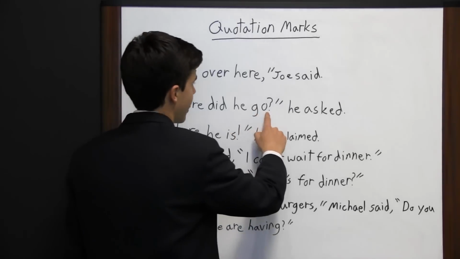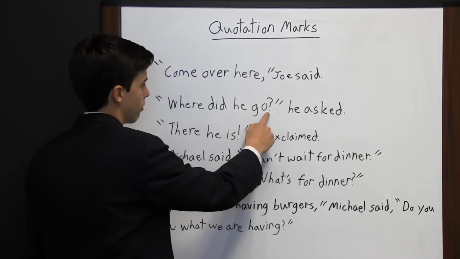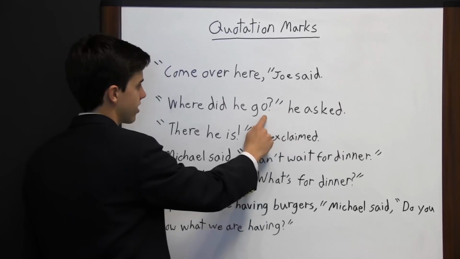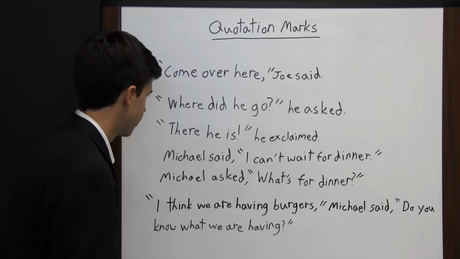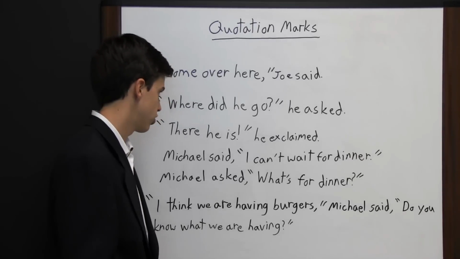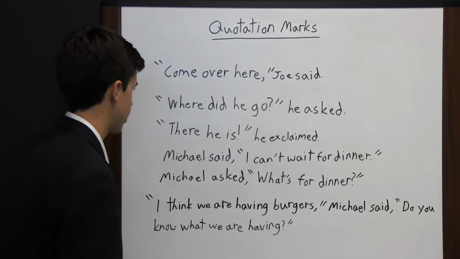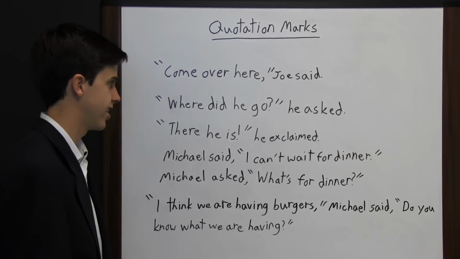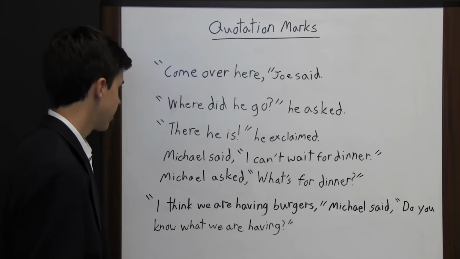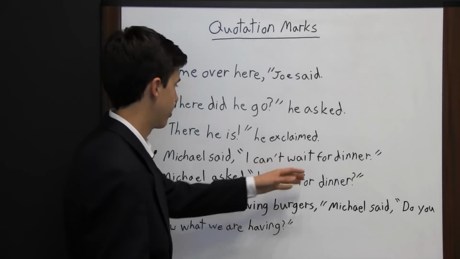Notice that the question mark is included inside the quotation marks. It's not on the outside, it's on the inside. This sentence says, "There he is!" he exclaimed. So in this case, the person's saying it with a lot of emotion, so that's why we ended with an exclamation mark. Now these next couple sentences are kind of inverted from the sentences we've been looking at because the quote comes later in the sentence.